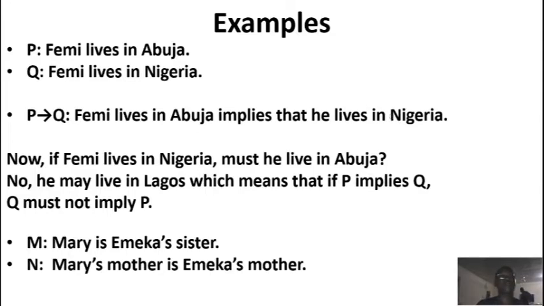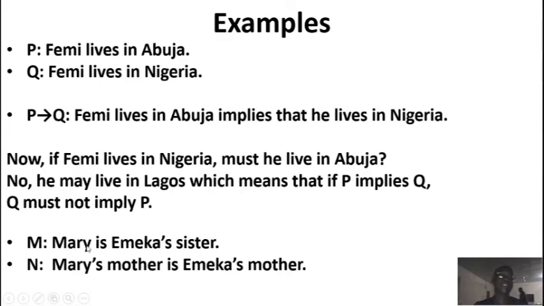But is the converse true? If the converse statement is made, is it necessarily true? That if Femi lives in Nigeria, then he lives in Abuja, it may not be true, because Femi may live in some other places. So if Femi lives in Nigeria, must he live in Abuja? The answer is no. He may live in Lagos, which means that if P implies Q, Q must not imply P. Do you understand? But we shall go ahead to see if there is any way P implying Q will also mean that Q implies P.